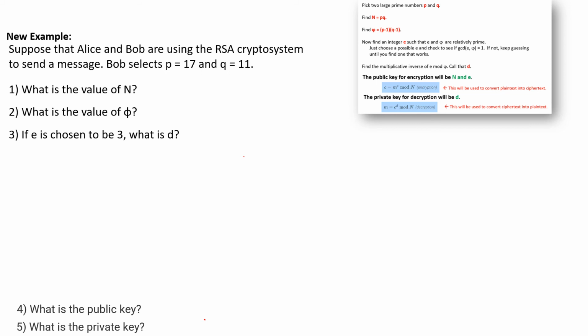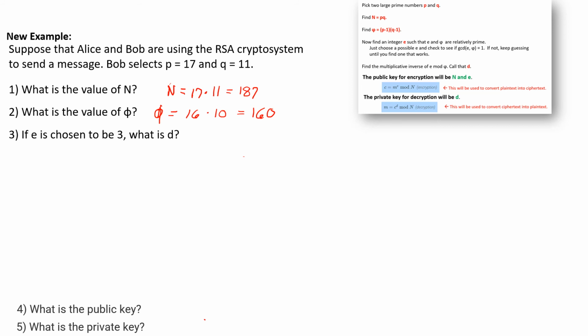So we have Alice and Bob using the same system, and Bob is selecting P equals 17, Q equals 11. So what's the value of N? We multiply P and Q together, so we get 187. Phi is going to be, we subtract 1 from the P and the Q, multiply those together and get 160. Now if E is chosen to be 3, what is D?